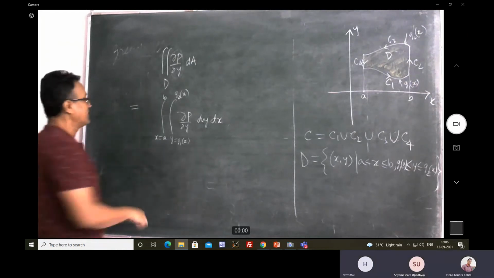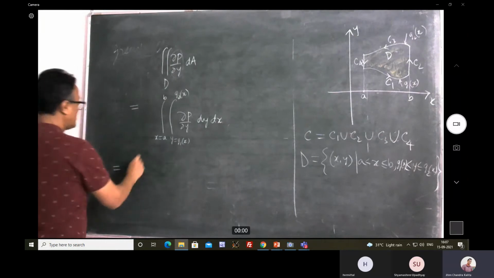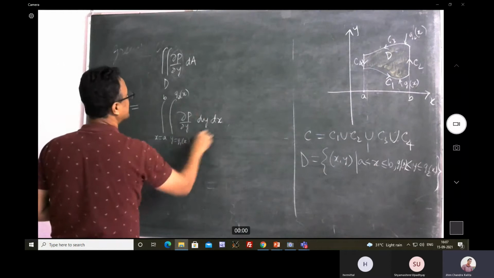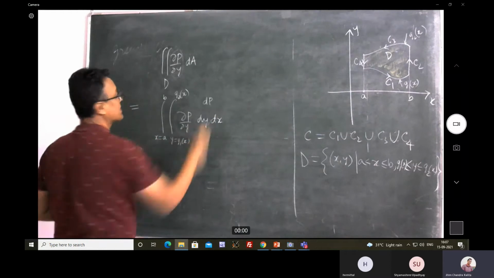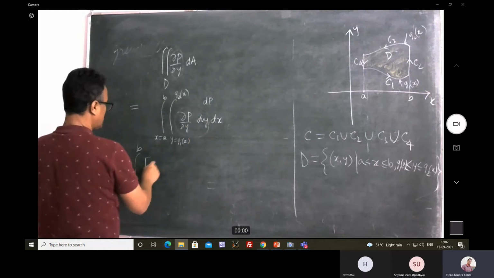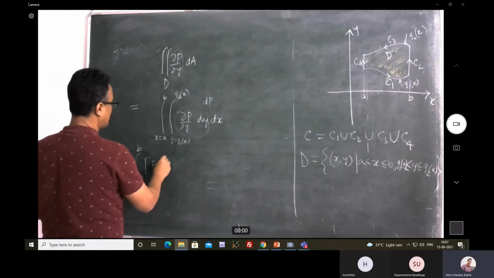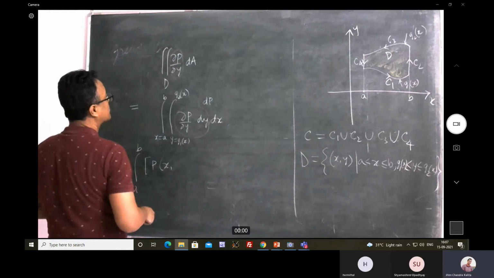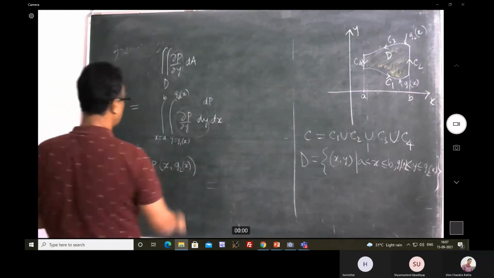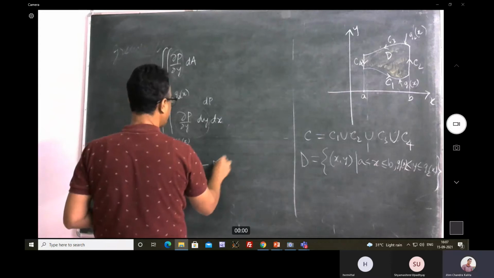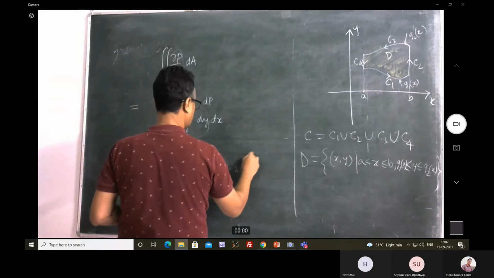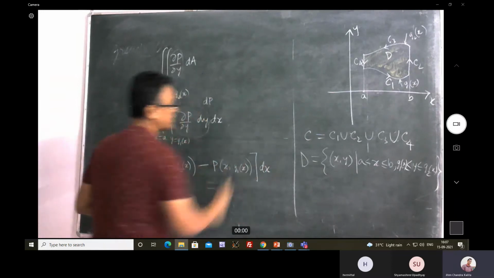Yes. So this is equal to the integral from a to b, and you know that this is simply something like dp, isn't it? So this is simply P(x, G2(x)) minus P(x, G1(x)) dx, isn't it?